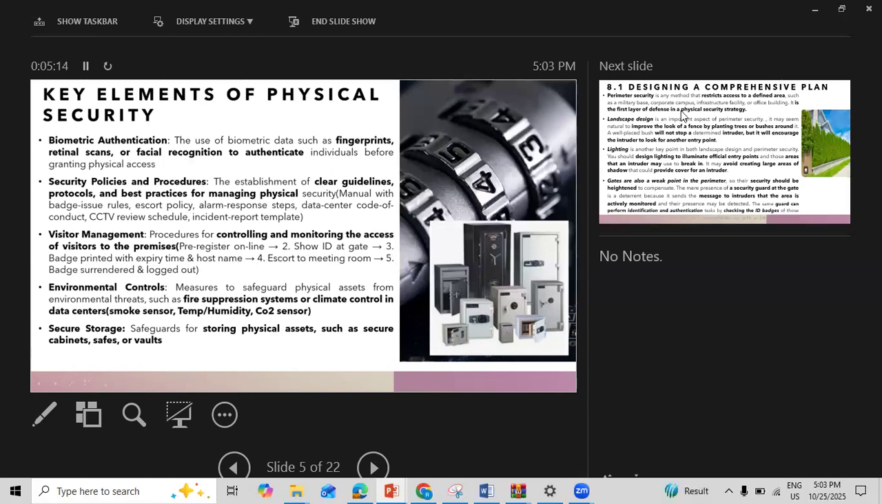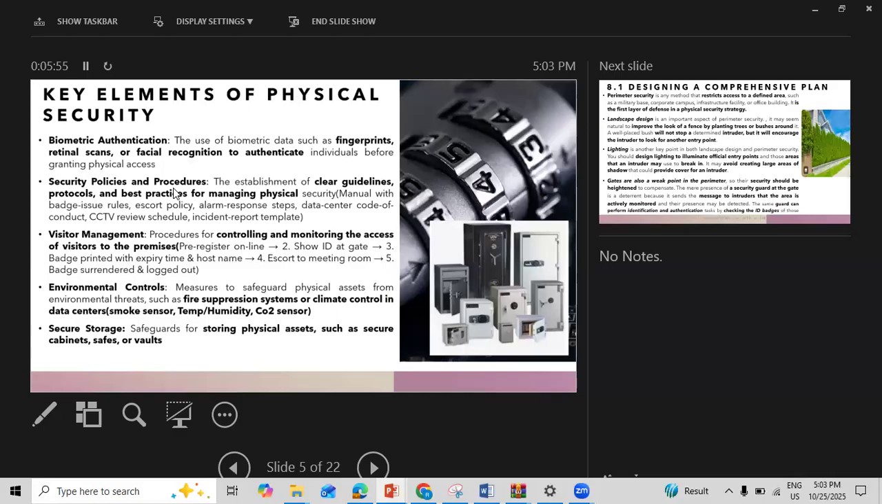Then security policies and procedures. There will be clear guidelines, protocols, and practices for managing physical security for every company, for every organization. For example, there will be a manual with badge issue rules. If you are going to a particular company, who will get the badges? There will be a rule: who will get the temporary badges, who will get the permanent badge. Badge means ID. Escort policy: if you are going to a sensitive area, there will be someone who will escort you and follow you. They will inform you what you should do and what you should not do.